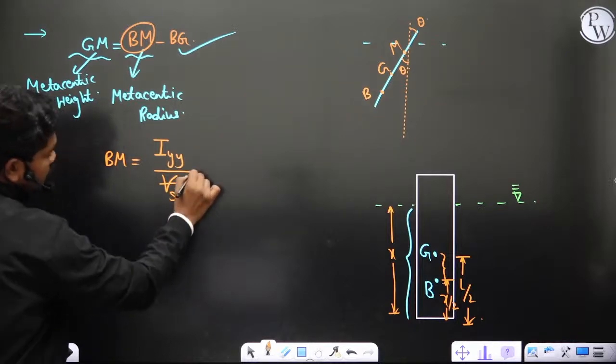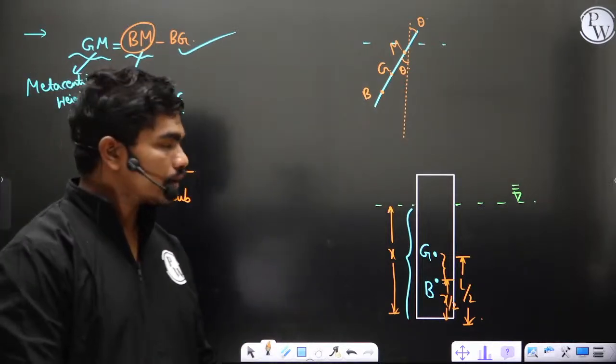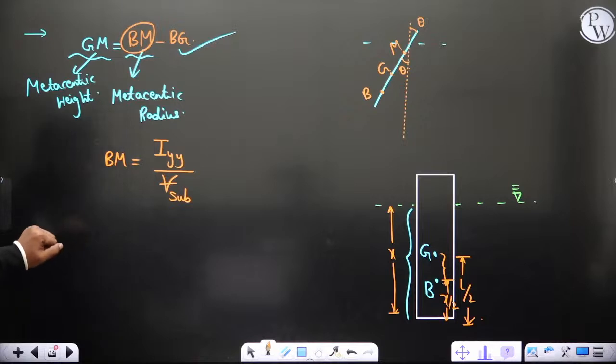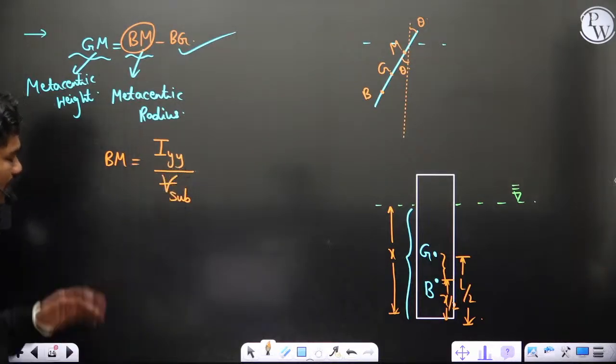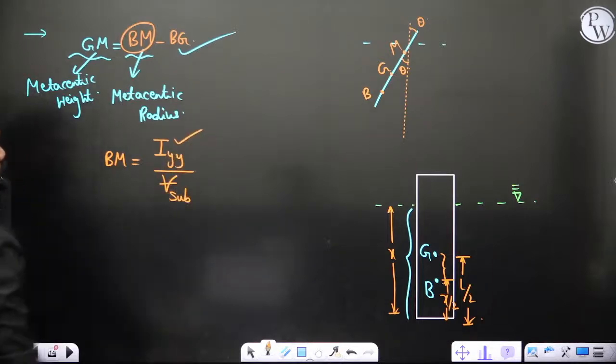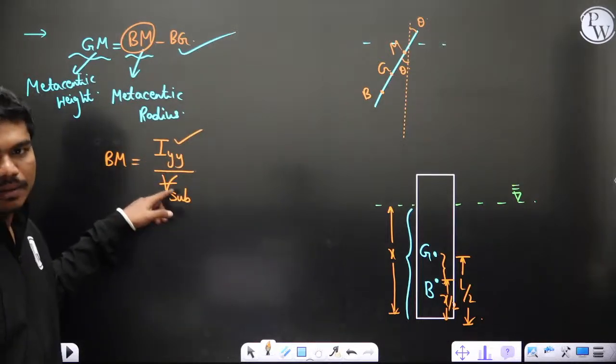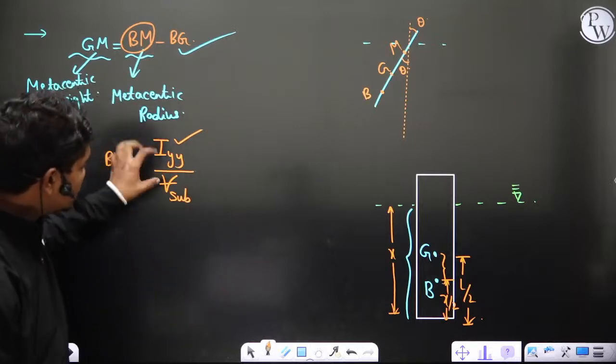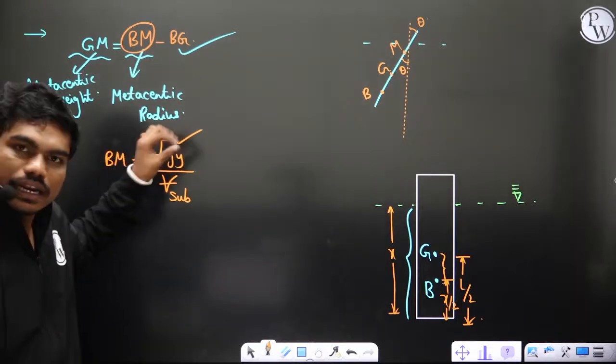Okay, right now I'm not showing this derivation. If you want, I'll upload it in the Telegram channel. But this is actually the metacentric radius. What is this IYY? Many students commit mistakes when they are substituting this moment of inertia. Everything is very simple, but when they substitute the moment of inertia, they make mistakes.